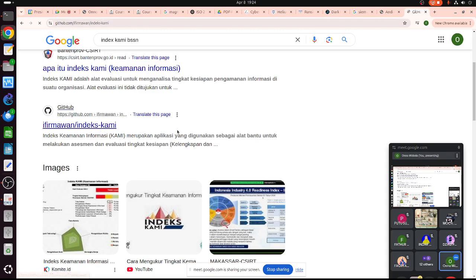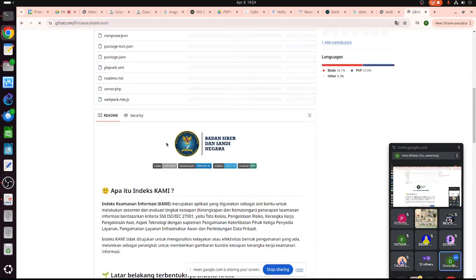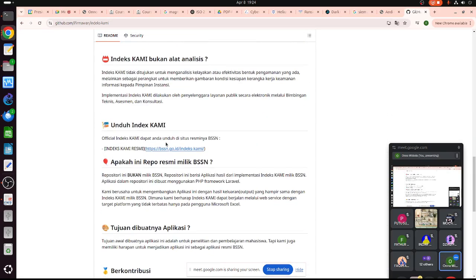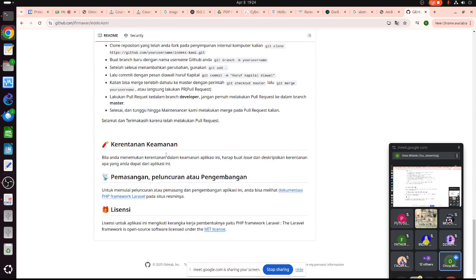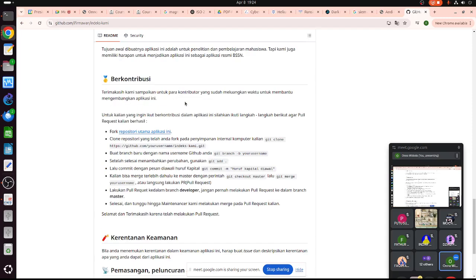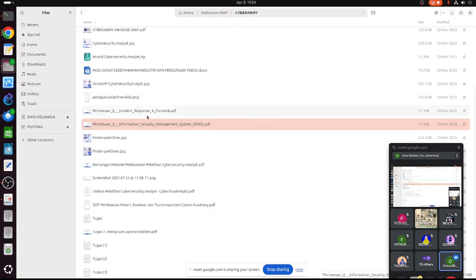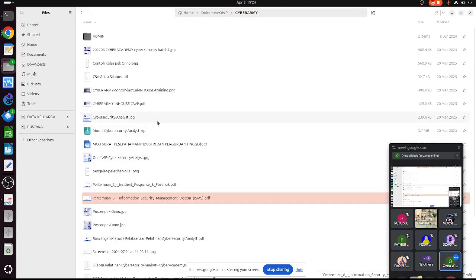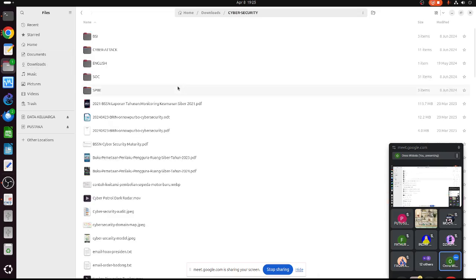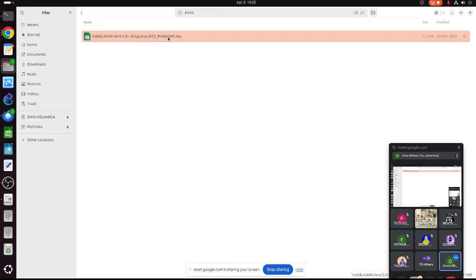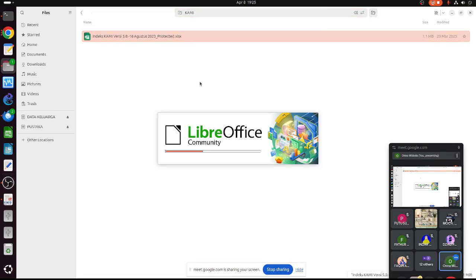Okay, let me see if I can download from here. It is an Excel file actually. Let me see, I have it in my computer. Let me see, cybersecurity. Okay, so I have it in my computer.